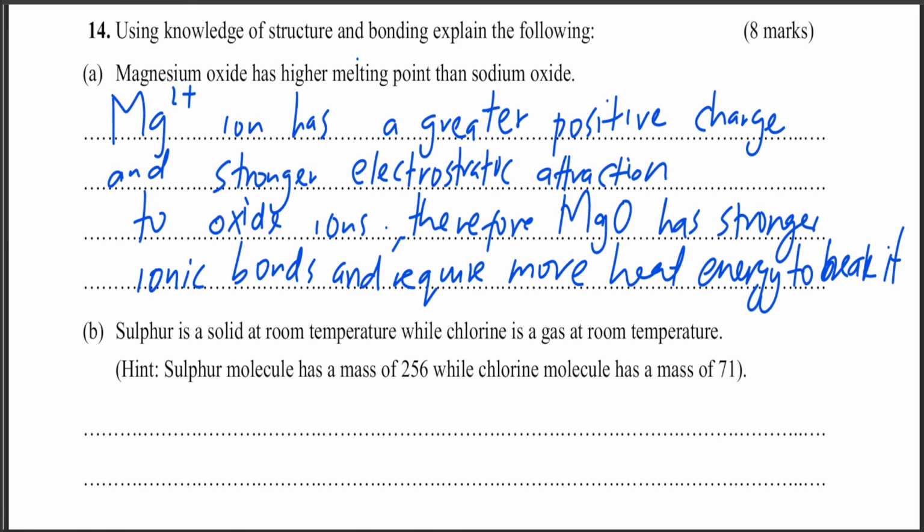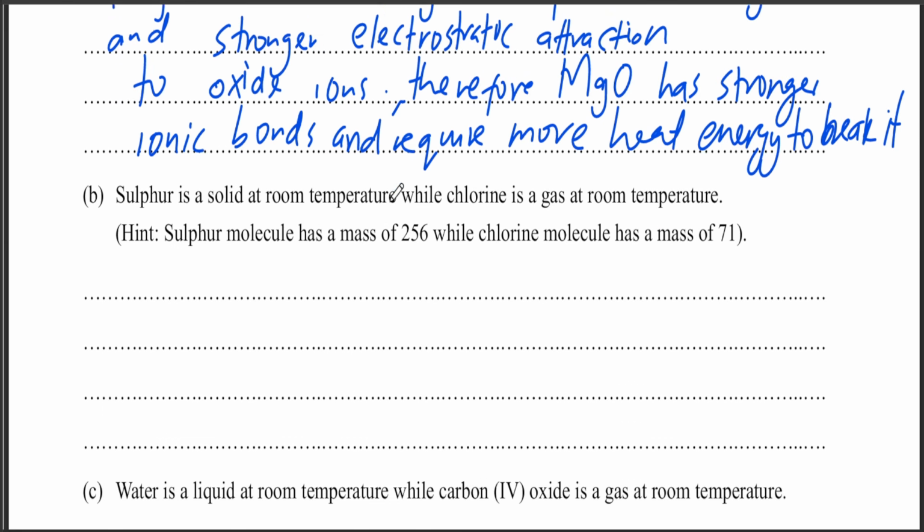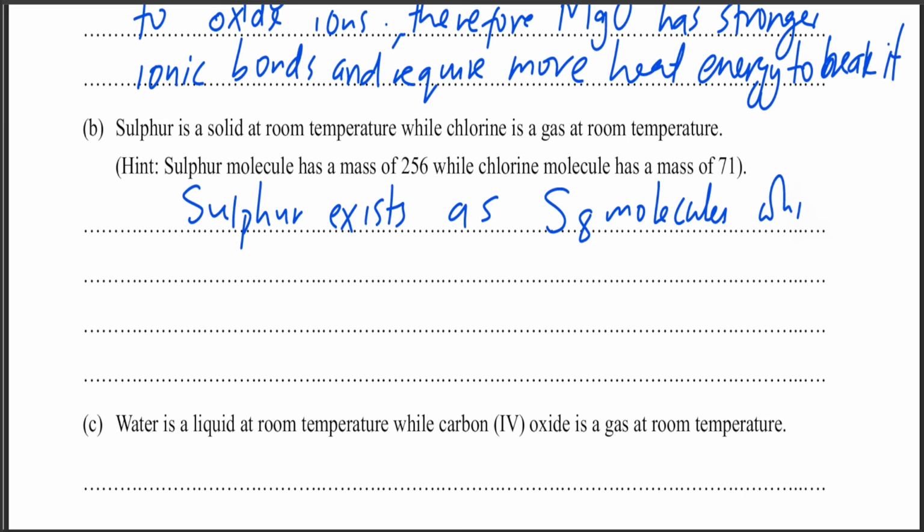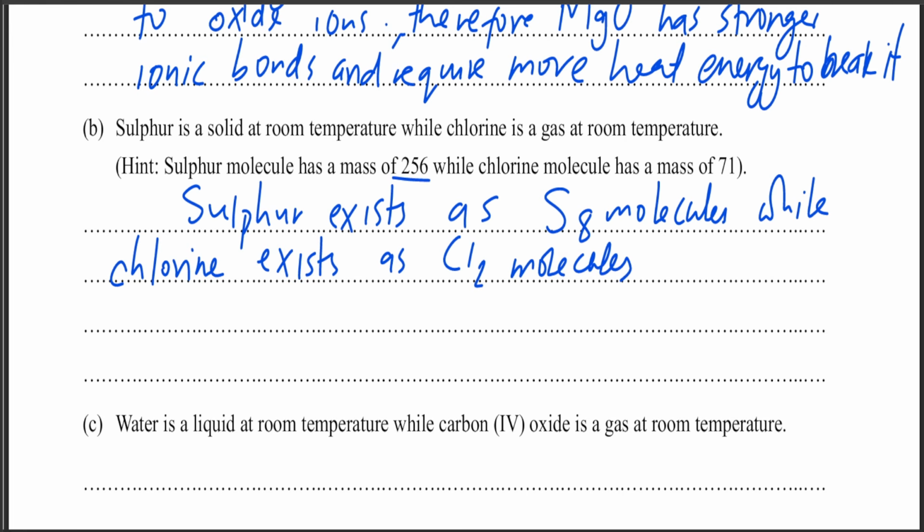So question B, sulfur is a solid at room temperature, while chlorine is a gas at room temperature. Sulfur molecule has a mass of 256, while chlorine molecule has a mass of 71. Now, sulfur usually exists as S8 molecules, and that makes it much harder to break. While chlorine exists as Cl2 molecules. That is why you see the mass is very big for the sulfur one.